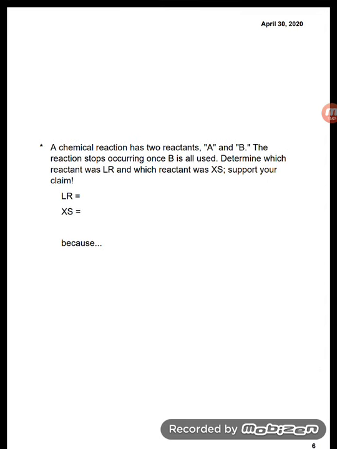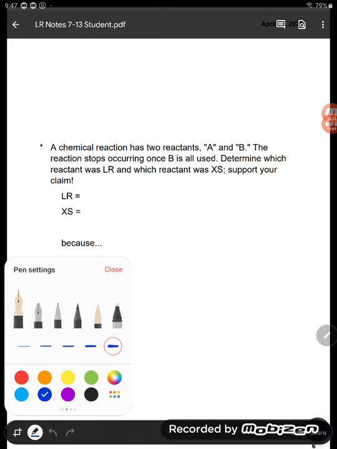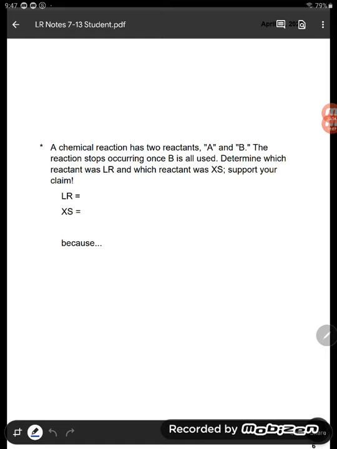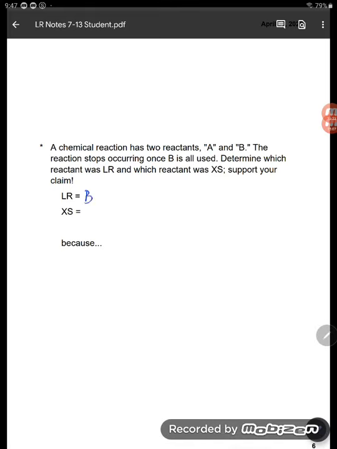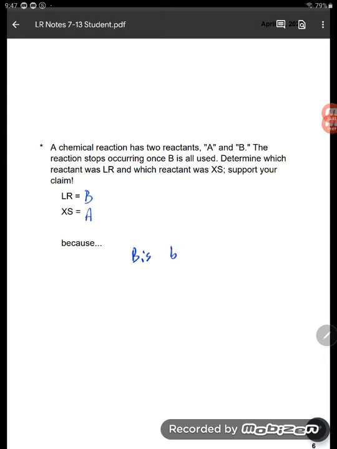Just in general here, it's kind of like a little word problem that we can use to test our understanding. A chemical reaction has two reactants A and B. The reaction stops once B is all used up. Because B is completely used and the reaction stops, it's our limiting reactant, and A is left over. Because B is fully used and A is remaining. It's just a quick definition there for limiting reactant.